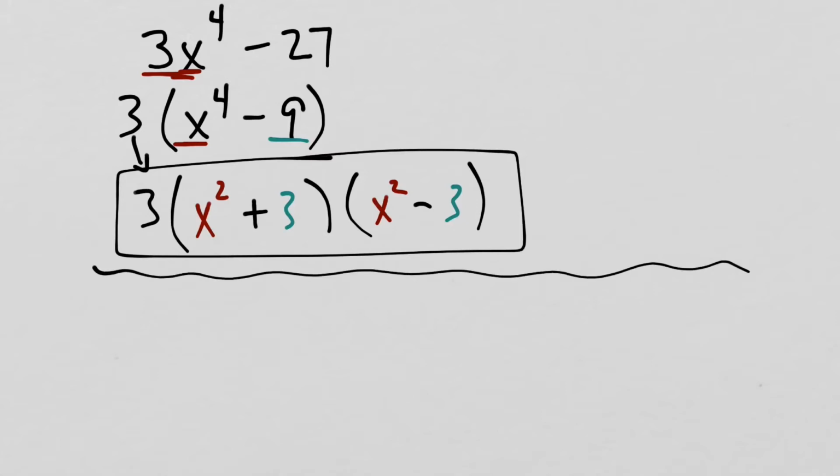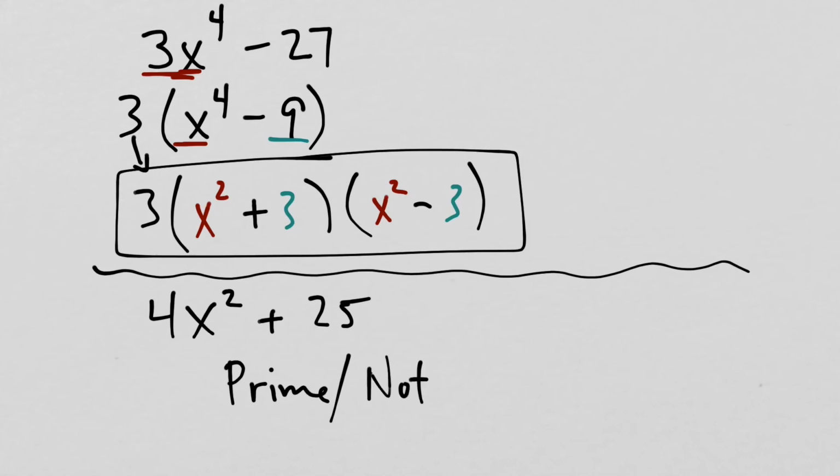Okay, last one, let's say 4x to the second plus 25. So on this one, we go through our checklist. Binomial, we do have a binomial. We can take the square root of this, that's 2x times 2x. The square root of 25 is 5 times 5, but one of those check boxes is not satisfied. This is not a difference. So this one is prime, or you could say not factorable.